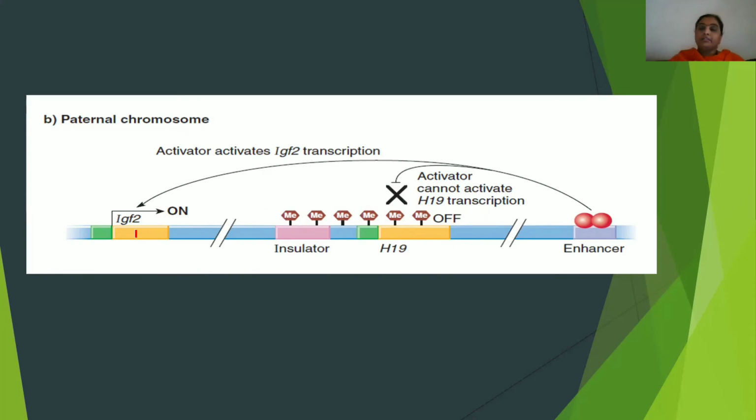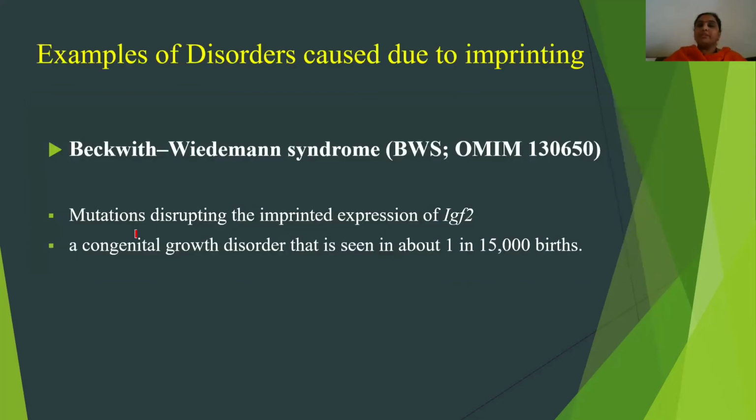And then, when the two gametes unite, you observe that both chromosomes are present, but the alleles are differentially expressed on the two chromosomes. In this way there is imprinting, and if there is a defect in the imprinting, disorders will occur.